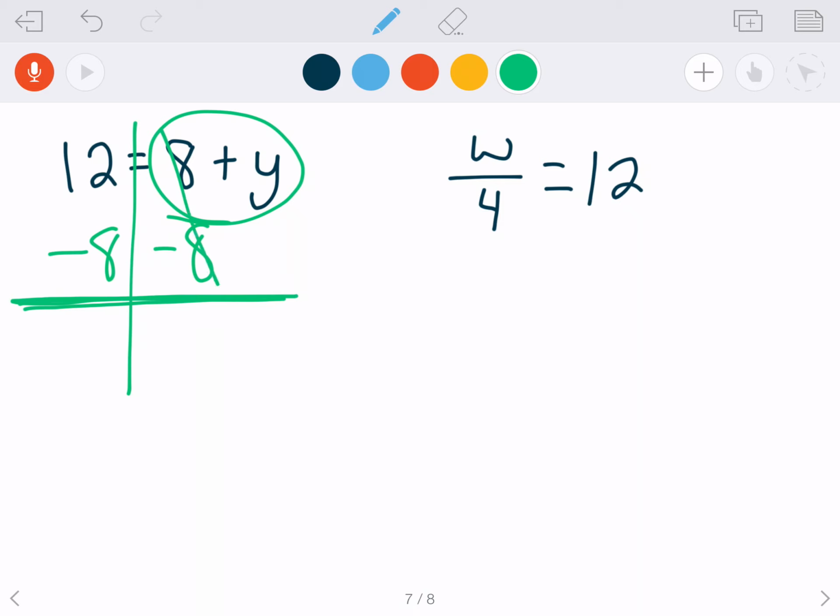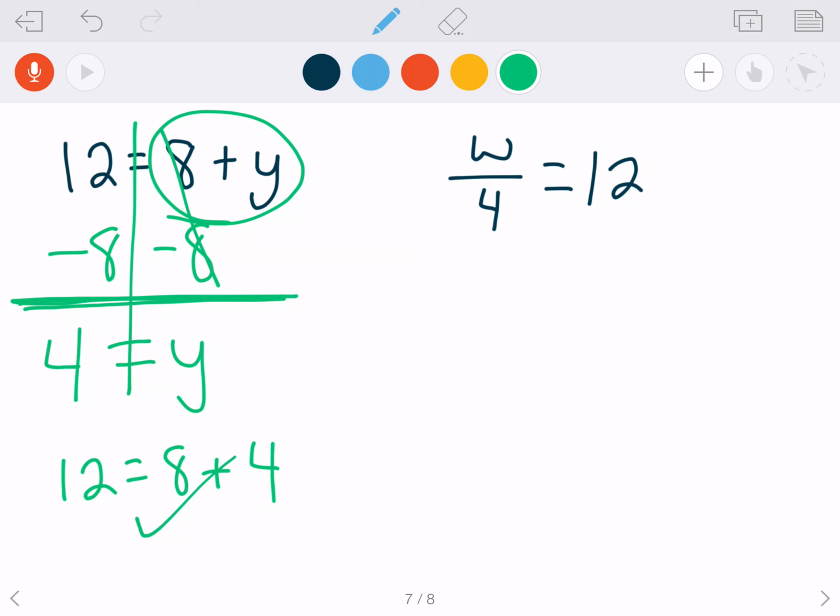So 8 minus 8 gives us 0. I like to cross mine out so I know it's 0. Bring down your y, bring down your equal sign. 12 minus 8 gives us 4. 4 equals y. I want to make sure I'm right, so I'm going to plug that 4 in for y. Does 12 equal 8 plus 4? Yes, it does. All right, let's look at the next one.